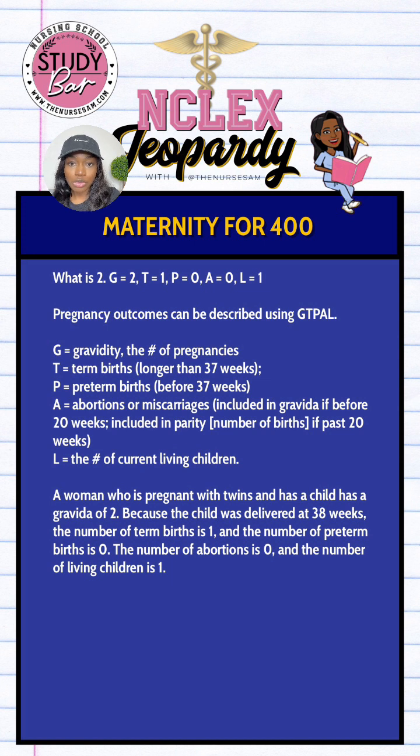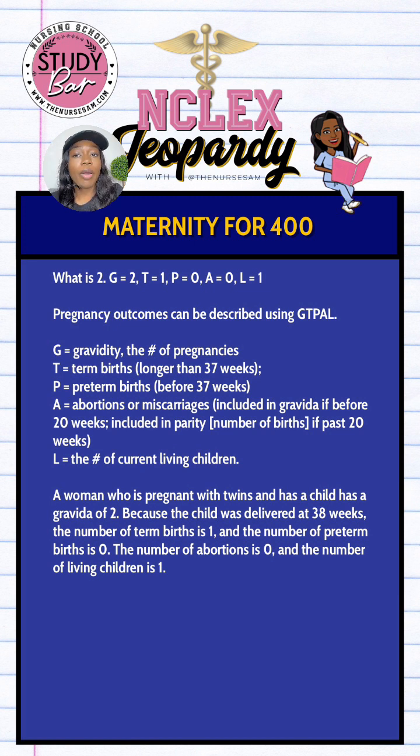All right, P. P as in Paul, that is preterm births. Now that's before 37 weeks. That P is 0 because, again, she's only had 1 birth, and that 1 birth was a term birth. She's been pregnant twice, but she's currently pregnant, so she's only given birth once. So that P for preterm is 0. She did not have a preterm labor.